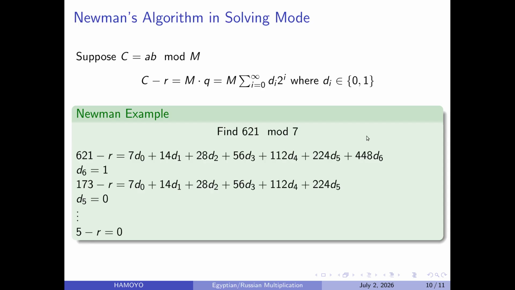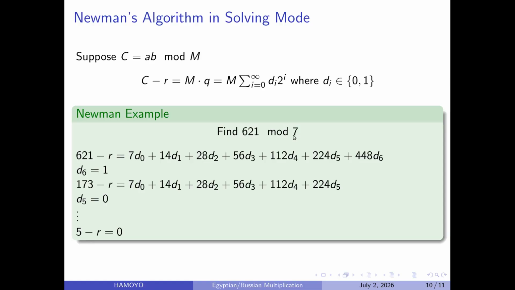But then also there's something called Newman's algorithm in solving mod. I would add the paper in which I found it to the description. Suppose we have C is congruent to AB mod M, and let C represent A times B. Let me use an example to explain. We have 621 mod 7, and we need to find the remainder.